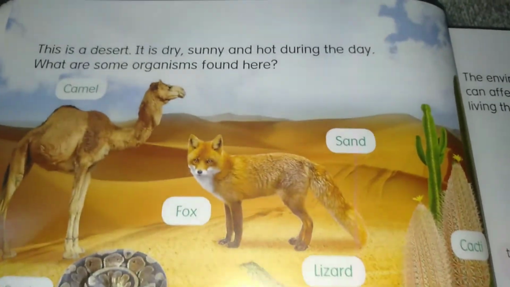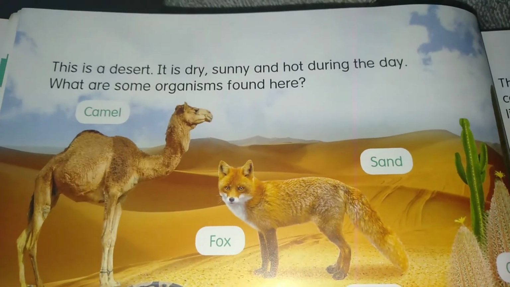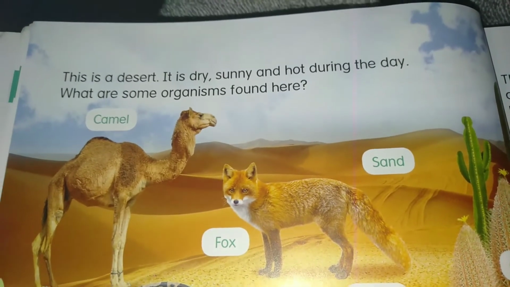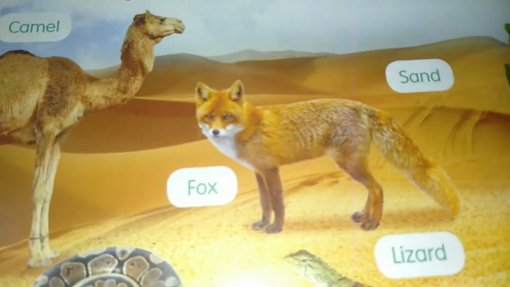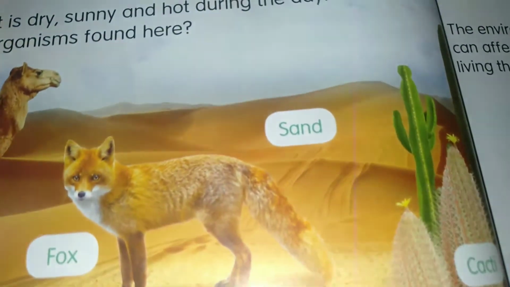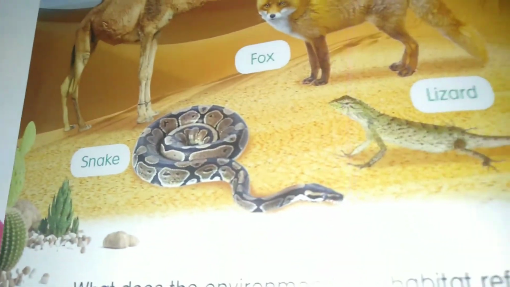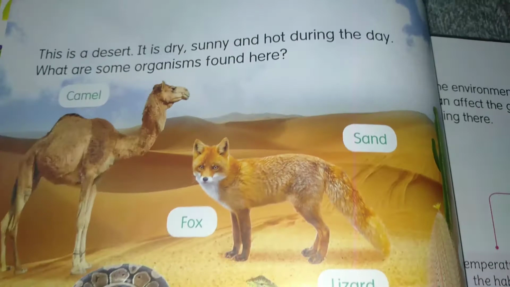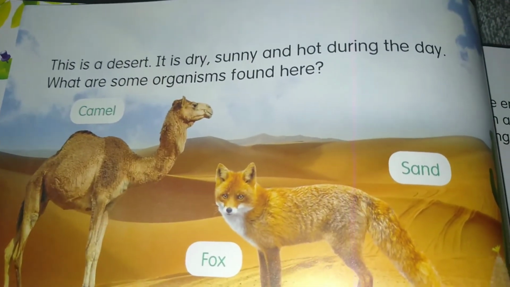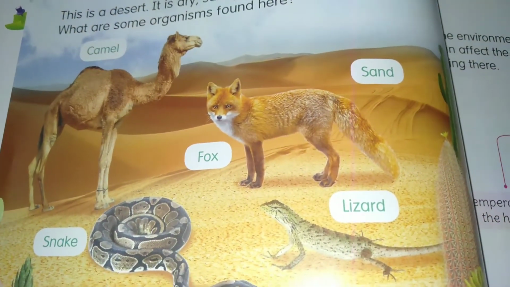Now we will go to the desert. The desert is dry, sunny, and hot during the day. What are some organisms found there? You can see the camel. You can see the fox, the lizard, and also the snake. Oh my gosh, it's dangerous. So those are the organisms in the desert. They can survive in the desert.